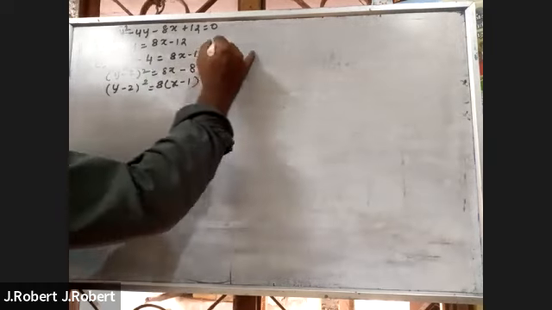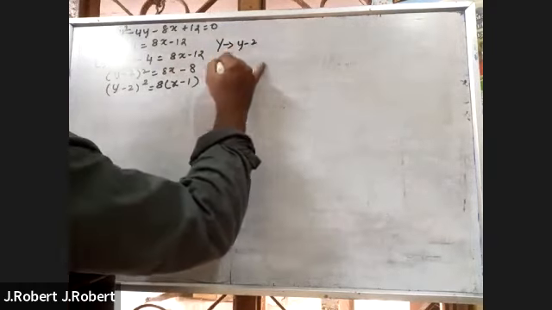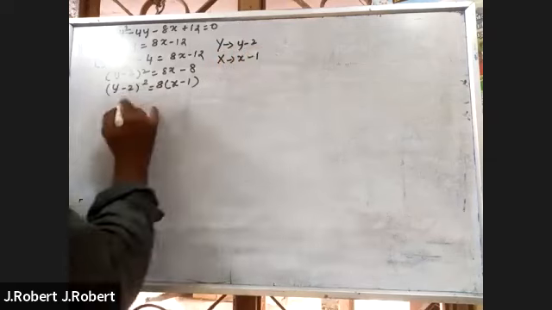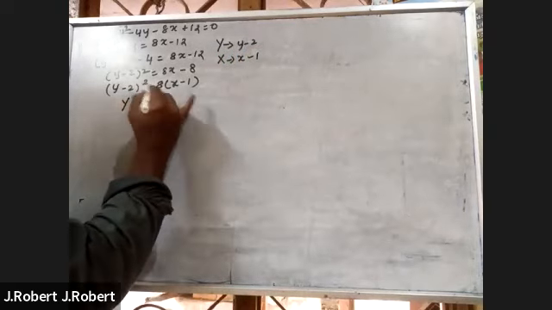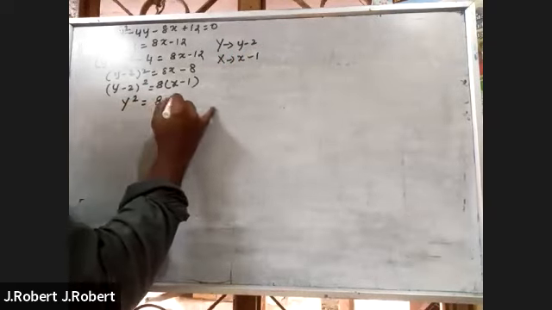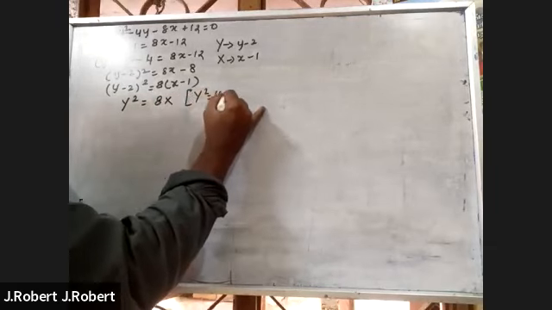Now I'm just shifting y minus 2 as capital Y, x minus 1 as capital X. What happened? Y squared is equal to 8 into capital X. This is of the form y squared is equal to 4ax.